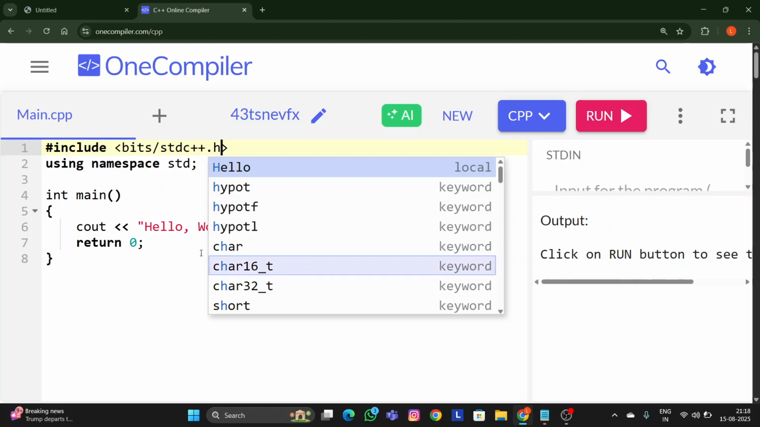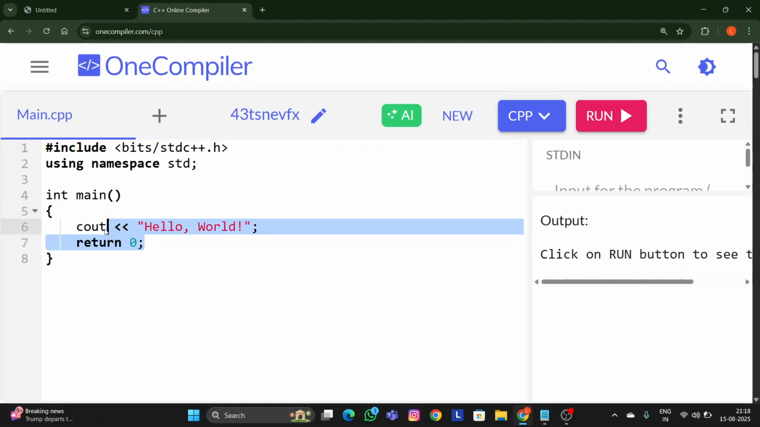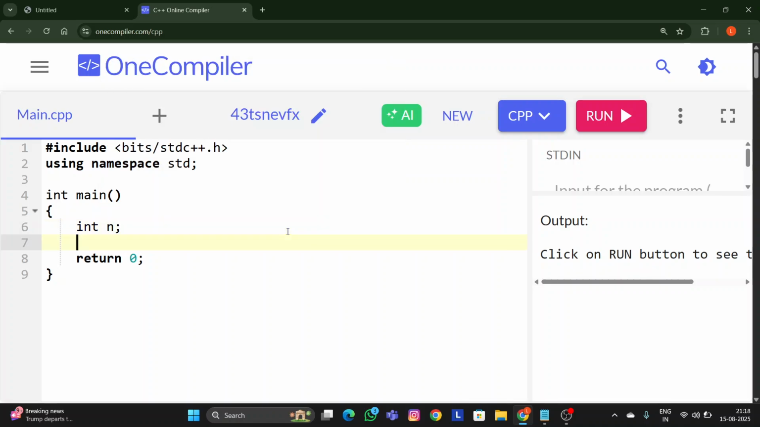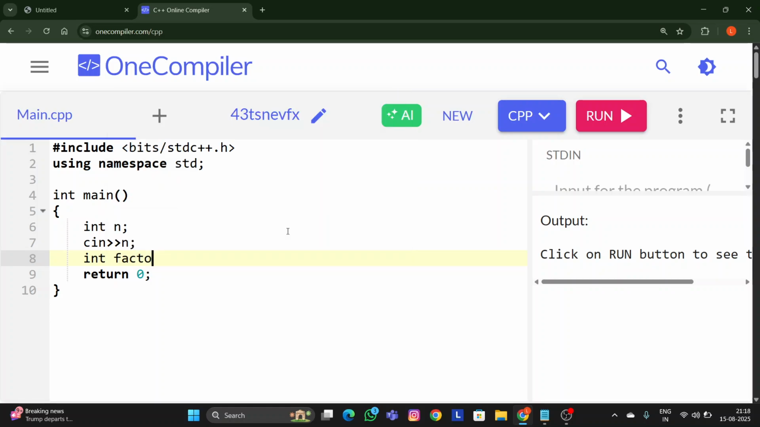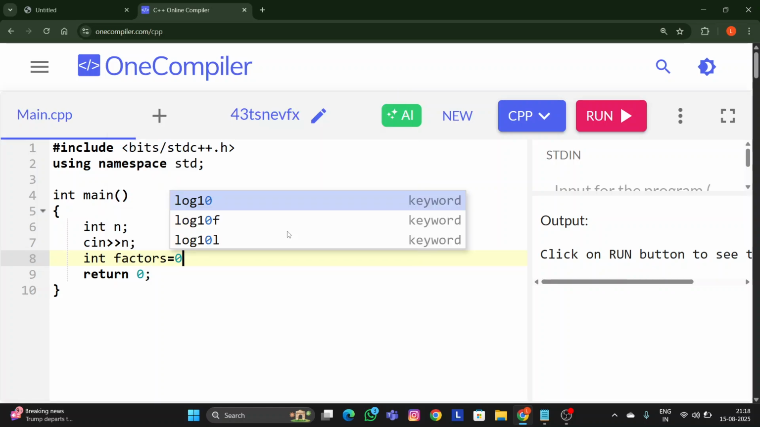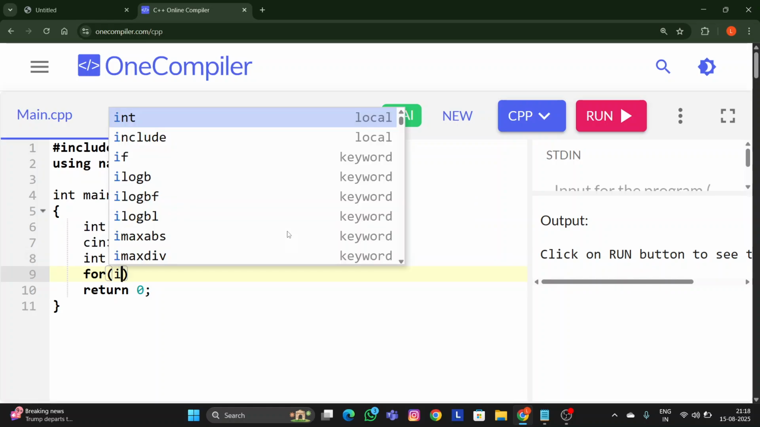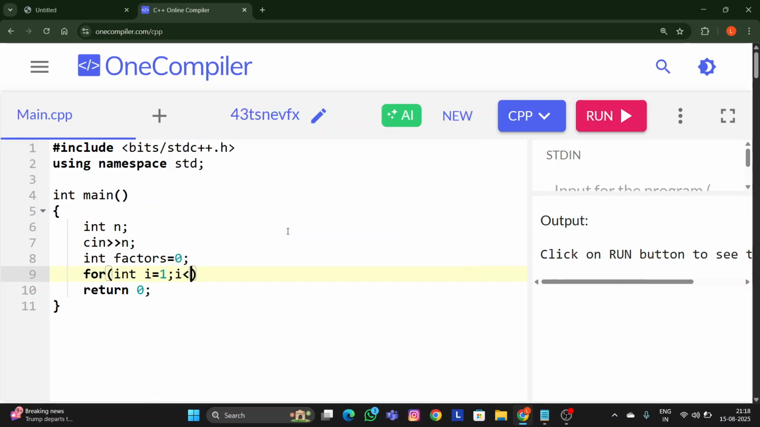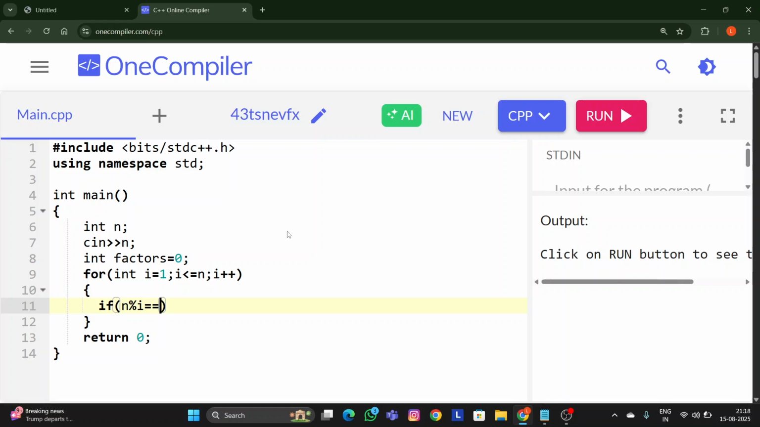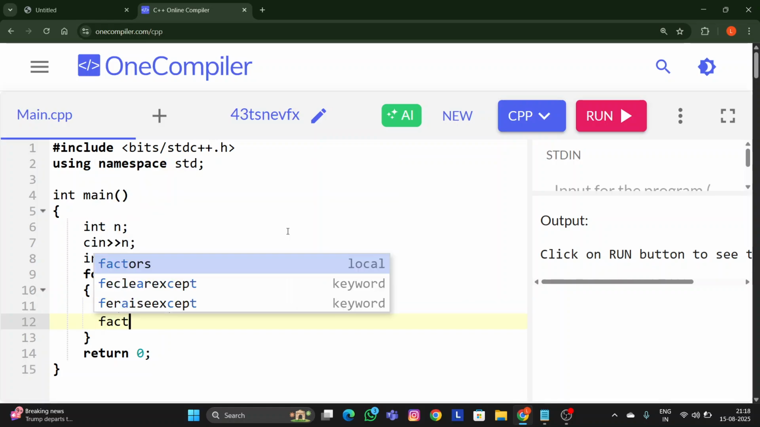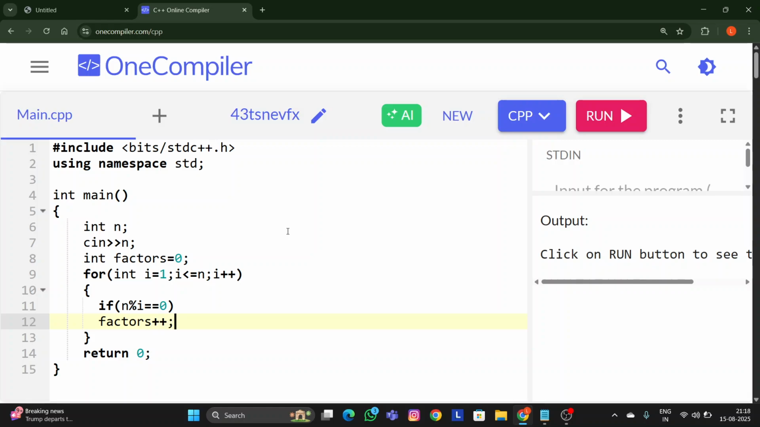So now let us execute it in C++. int n. I am reading the n value. I don't know the factors, so I am initializing the factors value to 0. I am iterating the loop from 1 to n. If n modulo i equals 0, then I am incrementing the factors value by 1.